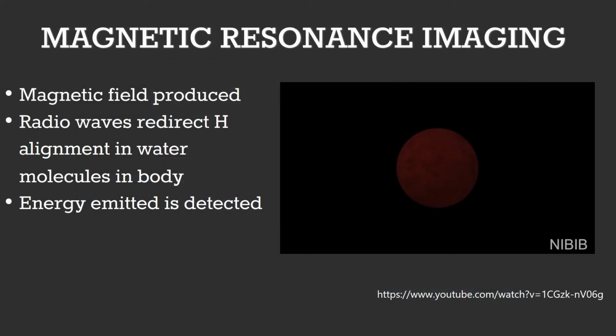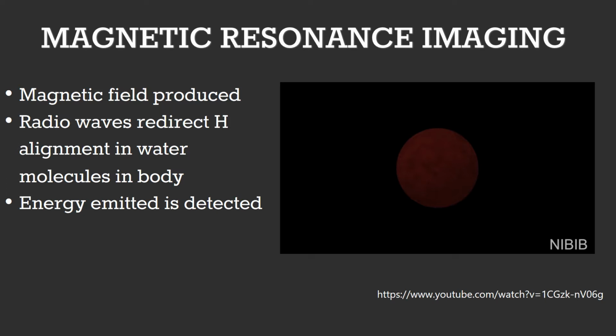Magnetic resonance imaging does not use ionizing radiation. Instead, it uses radio waves that utilize and redirect the alignment of hydrogen atoms that are found naturally in your body in water molecules. It doesn't cause any chemical changes in the body.